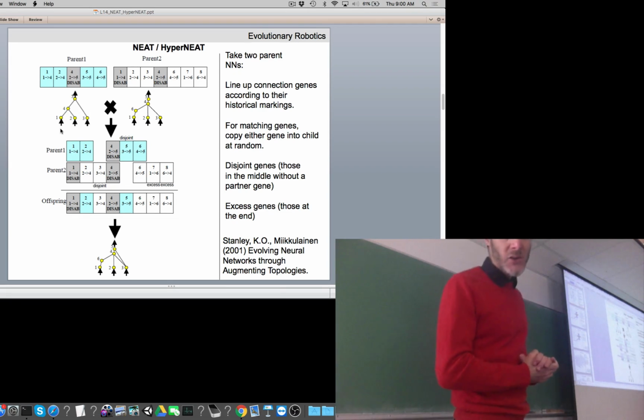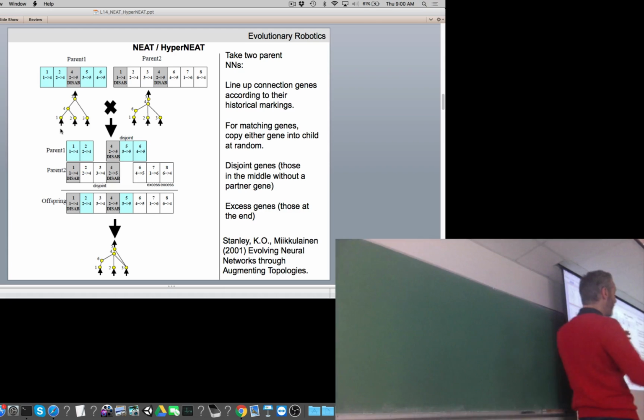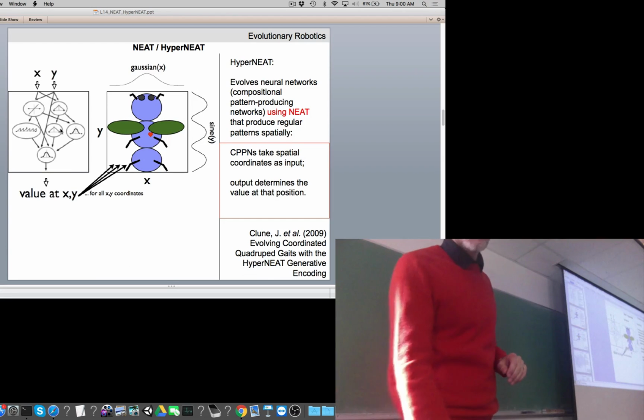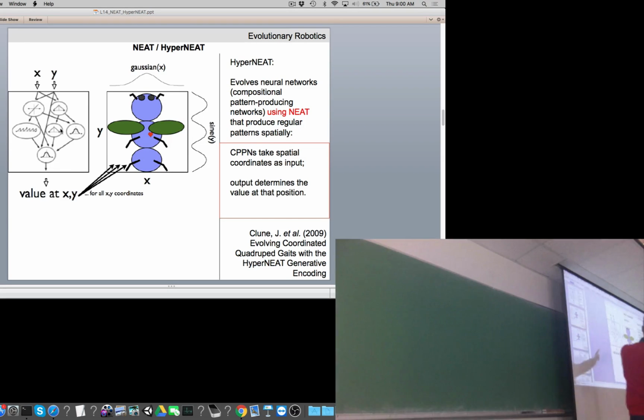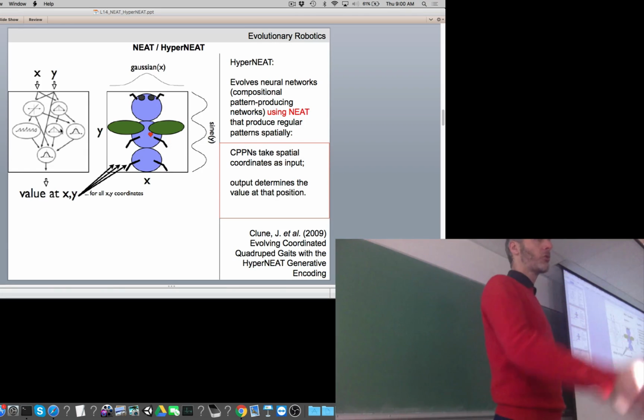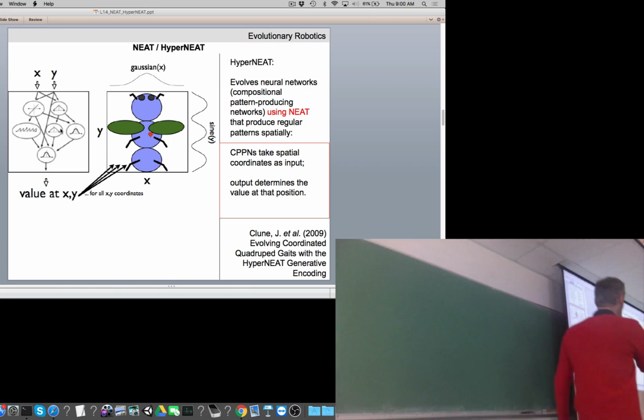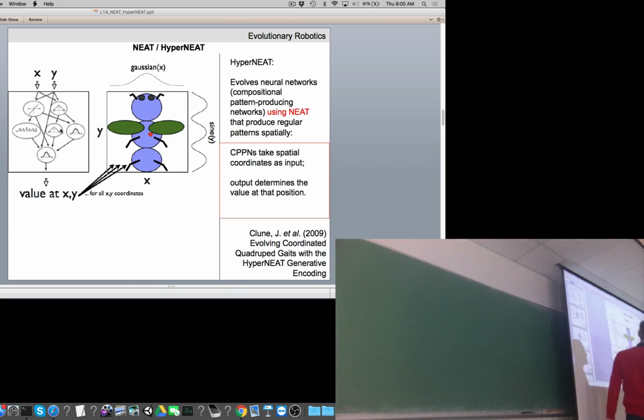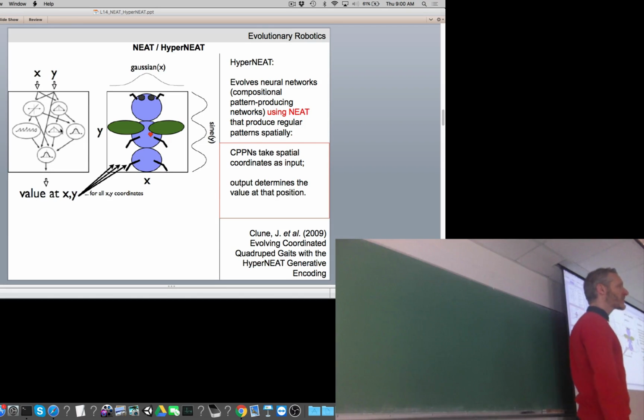Okay, that's NEAT. We're going to switch now and talk about HyperNEAT, which, as the name implies, is going to use NEAT inside, but it's going to do something a little more sophisticated. HyperNEAT is going to evolve neural networks using NEAT, and these neural networks produce regular patterns. So you've been evolving neural networks to produce robot behavior. In HyperNEAT, we're going to look at these networks here. These networks are evolved by NEAT, and these neural networks are slightly different from the neural networks you've seen so far.